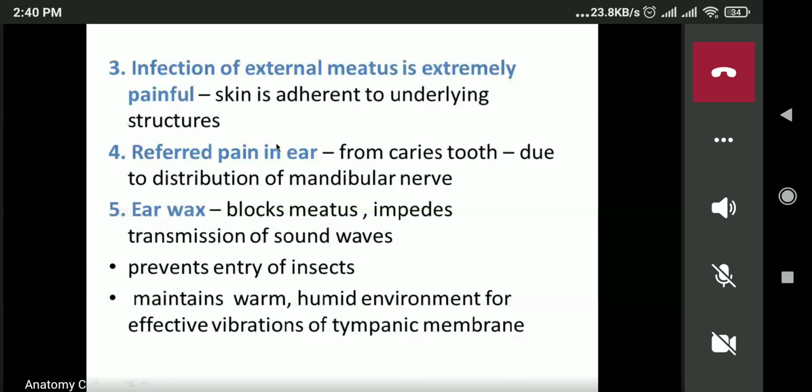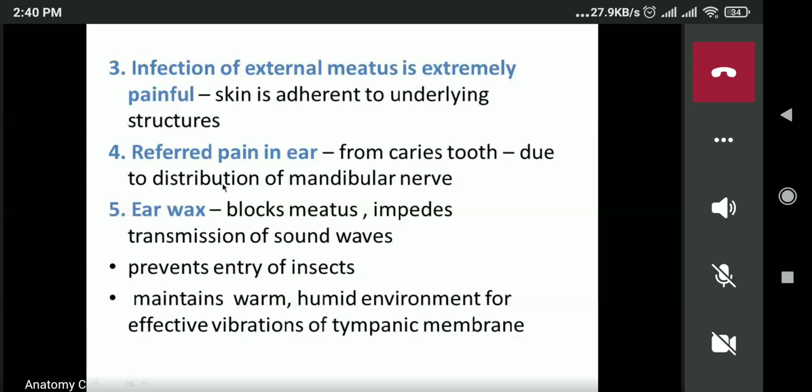Okay, so whenever there is a carious tooth, you may get pain in the ear because of the distribution of the mandibular nerve. So you may get referred pain in the ear. Whenever you have pain in the ear, there may not be pathology or infection in the ear itself. You may get the pain from the carious tooth as well.